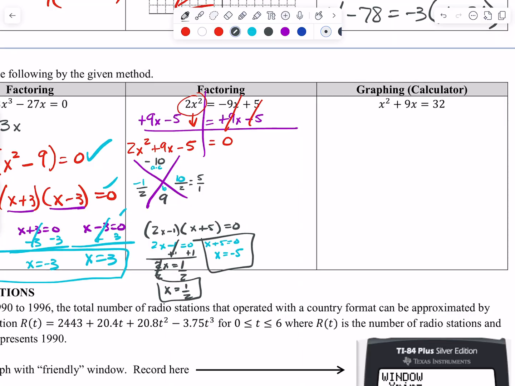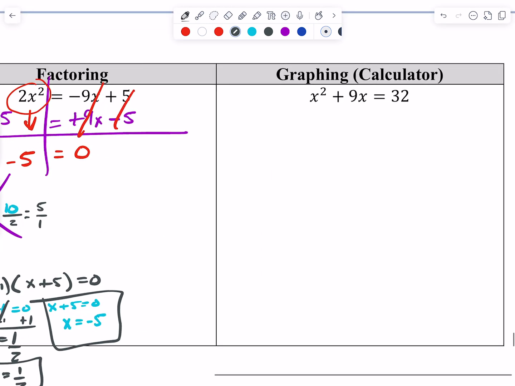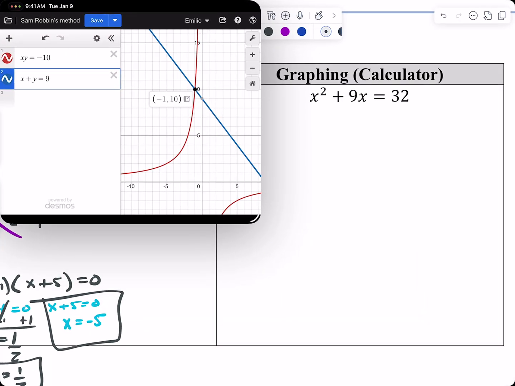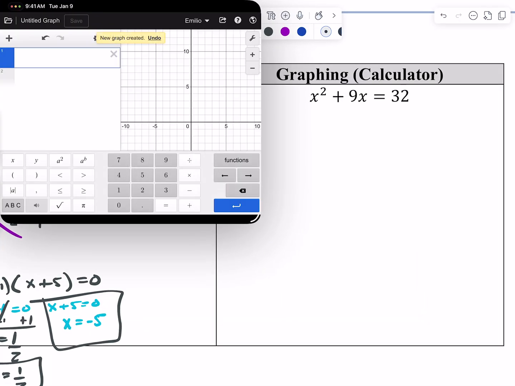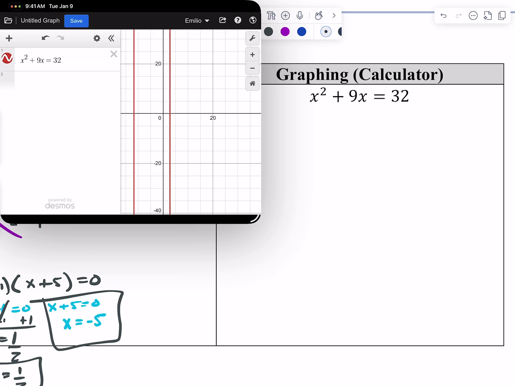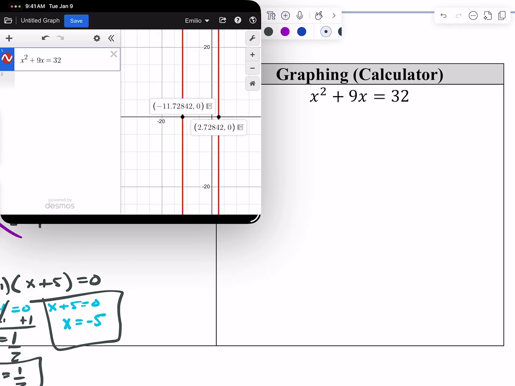All right, the last one. This one I like because you just use Desmos. So let's go ahead and again bring in our graphing calculator. All you have to do is just graph it, right? So you're just going to type in x squared plus 9x equals 32. What you're looking for here are your x-intercepts, right? Because since we're looking for our x equals, you're just looking for that. As always, round to 3 decimal places.